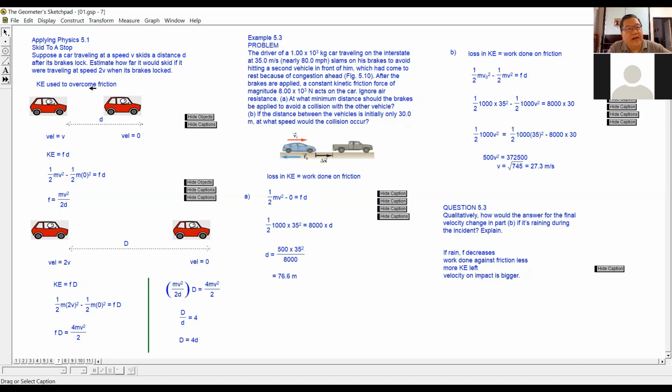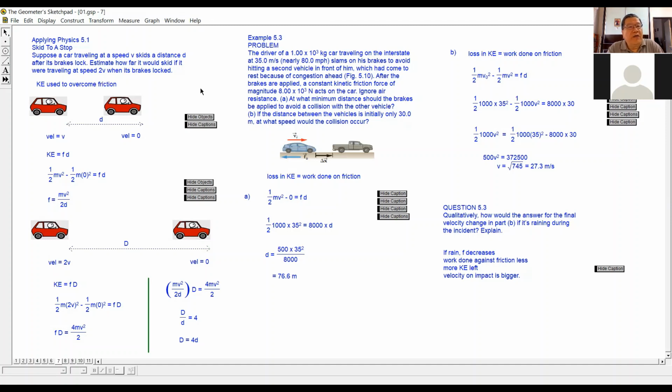Once this kinetic energy is converted into work done, they call it non-conservative. That means, of course, energy is conserved, but it is changed to other forms which we cannot recover back, like heat energy, sound energy, and so on. So they say it is non-conserved.